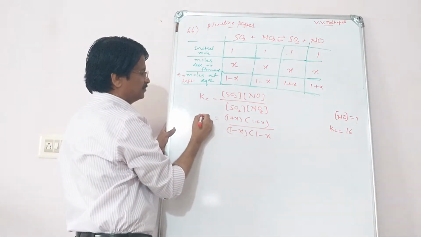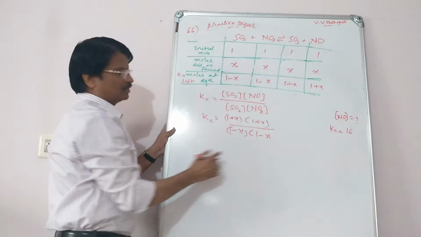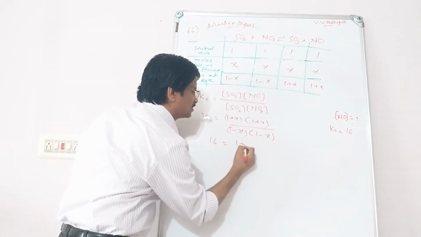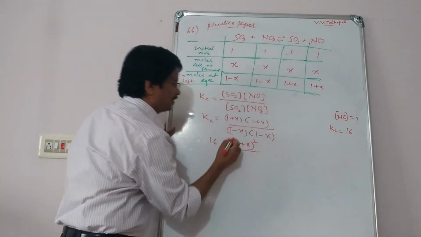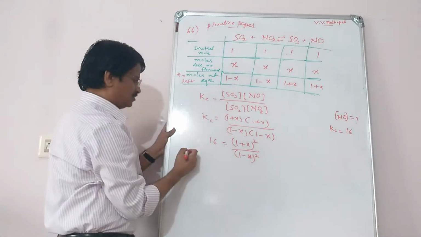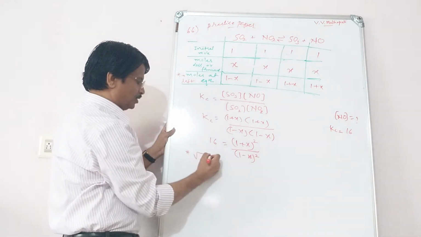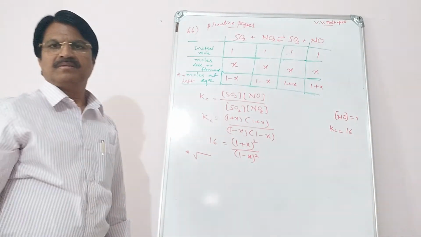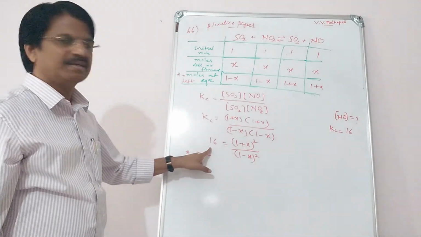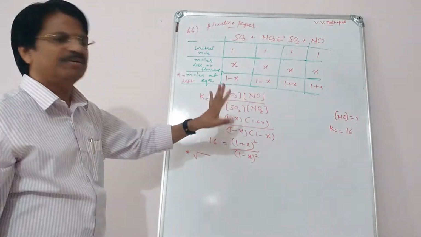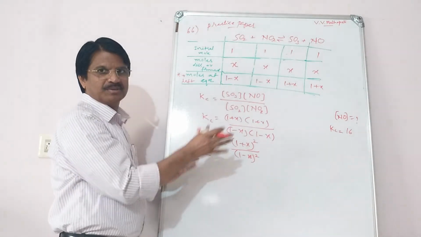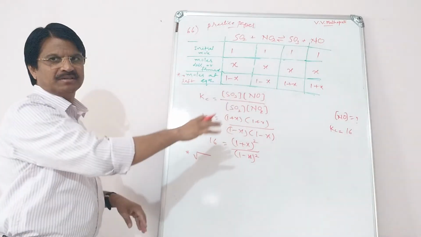Then Kc, substitute the Kc value 16: (1 plus x) into (1 plus x), that is (1 plus x) square, over (1 minus x) into (1 minus x), that is (1 minus x) square. Next important line: taking square root. This is the mathematical part, remember this step. If you want to find the x value, you have to take the square root, because the k value given is always a value whose square root we can get. That type of value is given in the question paper.